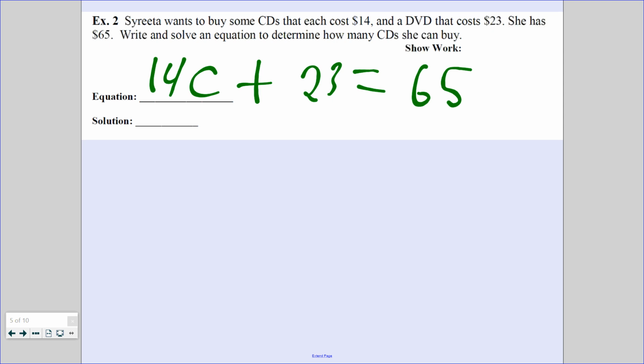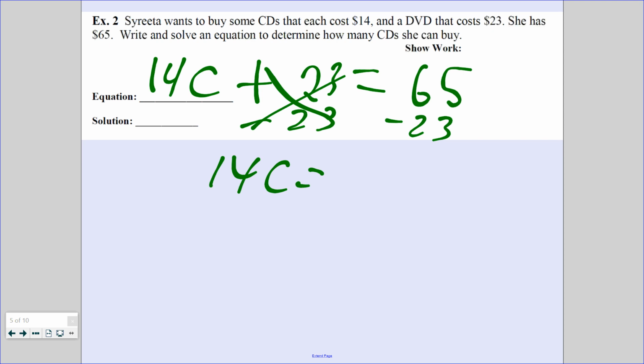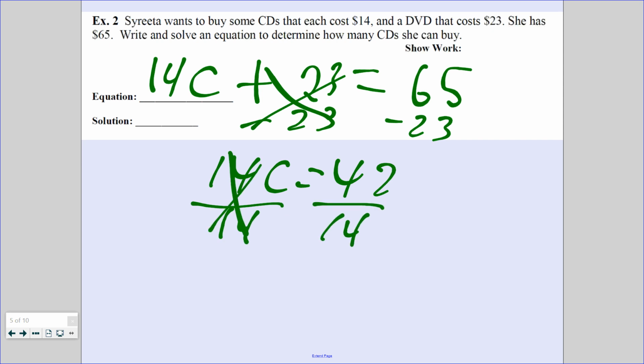Let's solve this. What's the inverse operation of plus 23? Minus 23. This zero pairs out. Let's simplify. 65 minus 23 is 42. What's the inverse of multiply? Divide. This cancels out, and the 14 becomes 1 whole. C equals, what's 42 divided by 14? It goes in 3 times, I believe. So she buys 3 CDs.